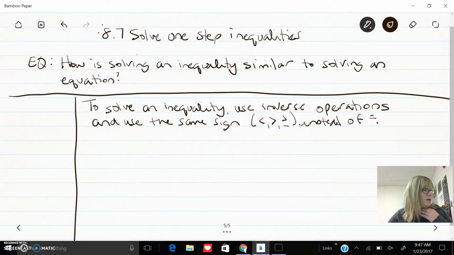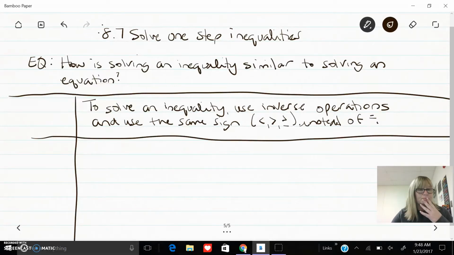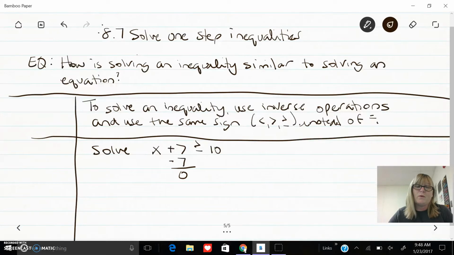All right, so let's see. We have first example: solve x plus 7 is greater than or equal to 10. Okay, x plus 7 is greater than or equal to 10. I'm just going to do inverse operations. So opposite of addition is subtraction. So I'm going to subtract 7 to do what to the variable? Isolate the variable. Okay, so what I do to one side, I have to do to the other. Okay, so x is greater than or equal to 3.